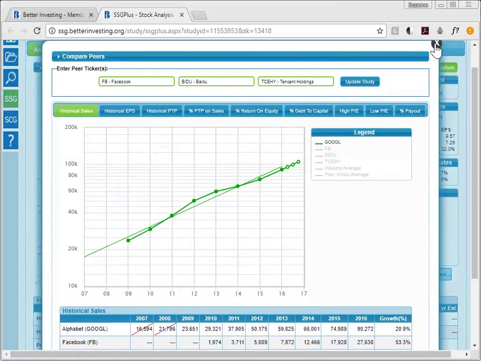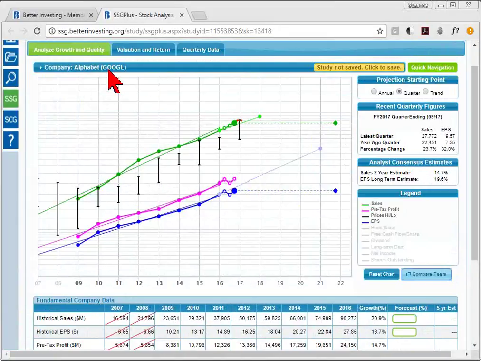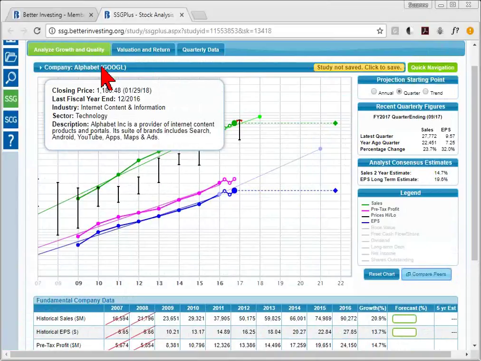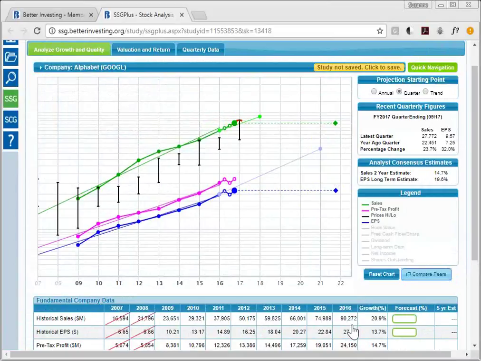So I'm going to close this down for a second, and we're going to revisit some of this information. If I mouse over this, I see the industry is internet content and information. So when we're thinking about peers, Google certainly is in internet search, internet content, and that's one thing. Similar size. When I look at the size of this company, it is $90 billion and change in 2016 fiscal year revenue. So we should be comparing with similar size companies.